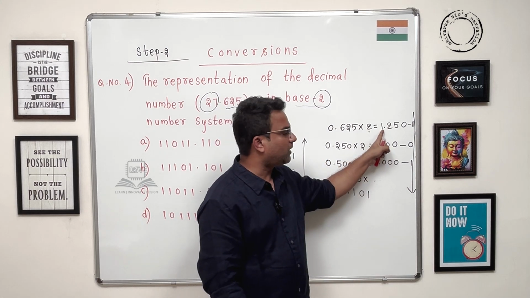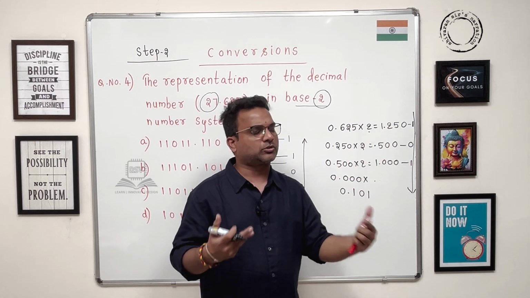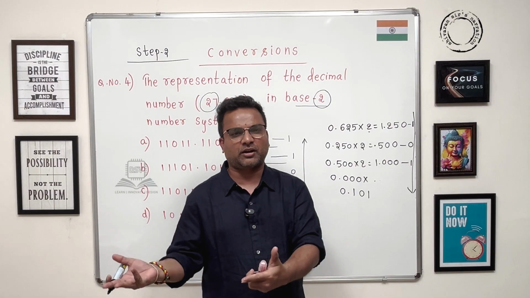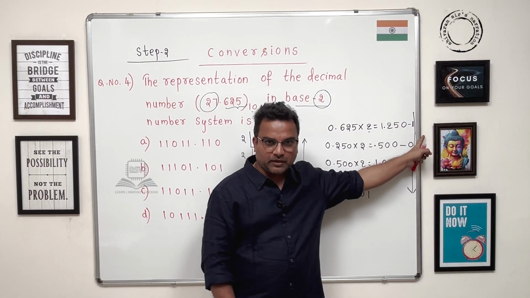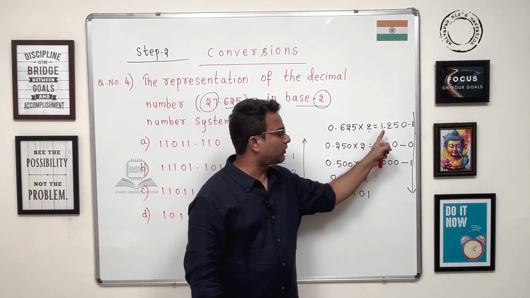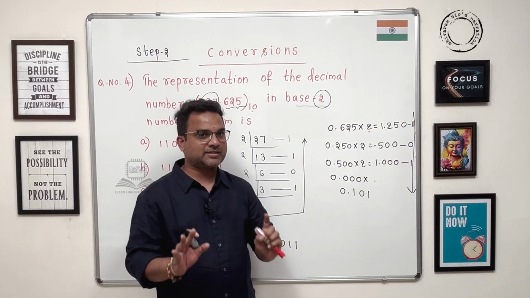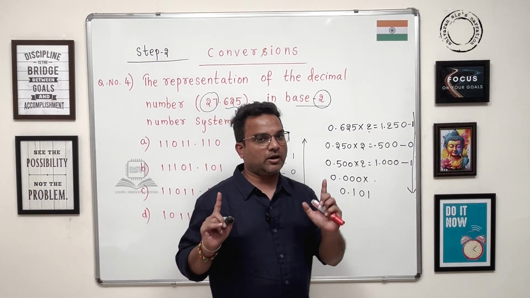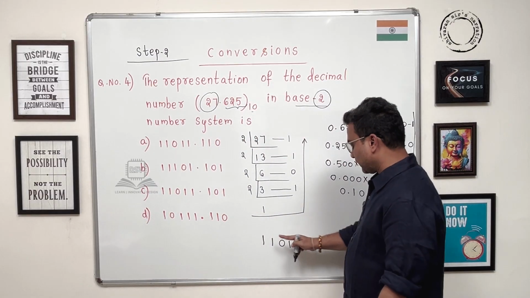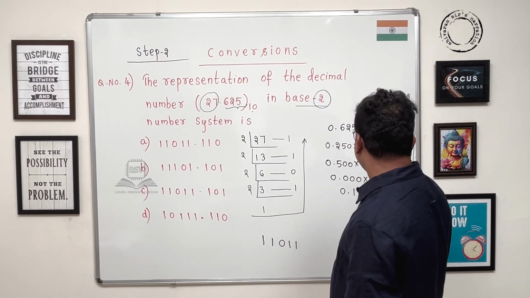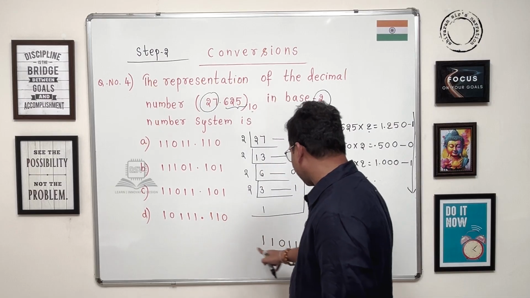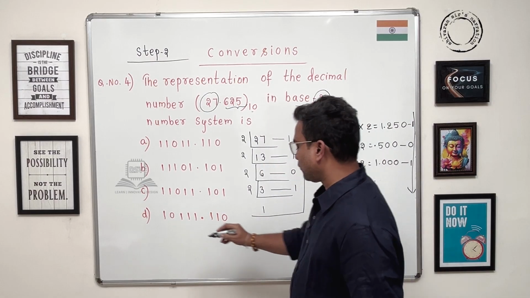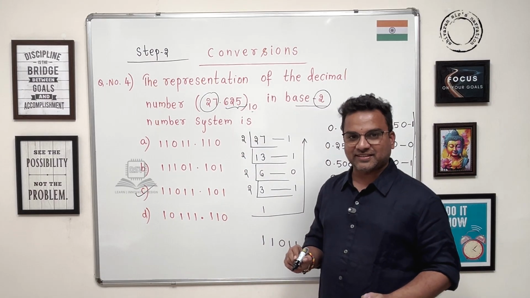It could be 1, it could be 10, it could be 8 or it could be 7, whatever. It could be any number. You need to separately write the integer part and then continue with the fractional value. That's it. Okay? So now, what is the right answer? Here it is 11011.101. Hence, option C is the right answer.